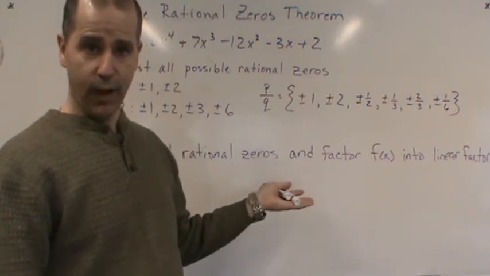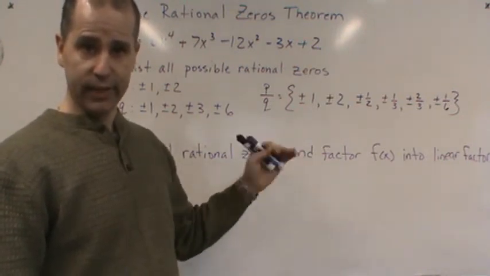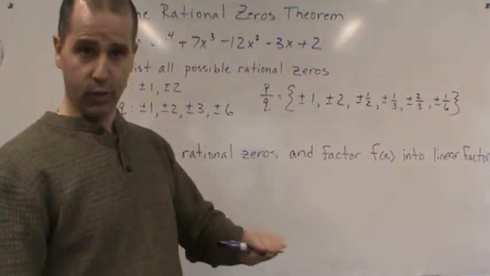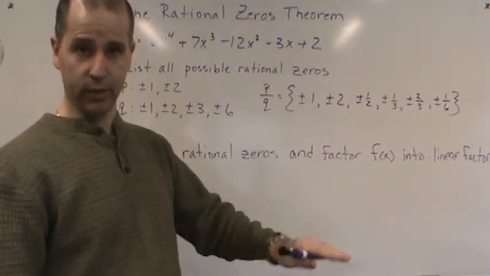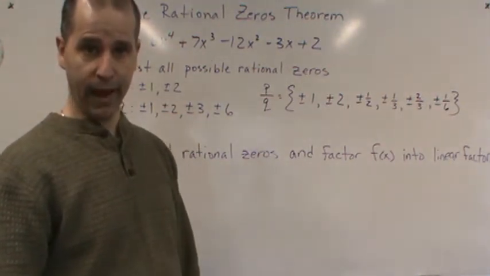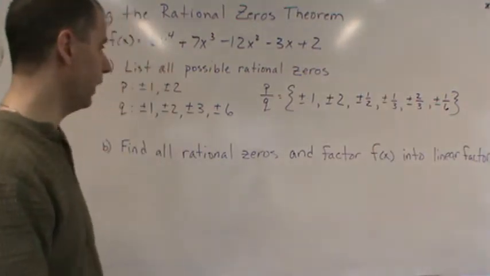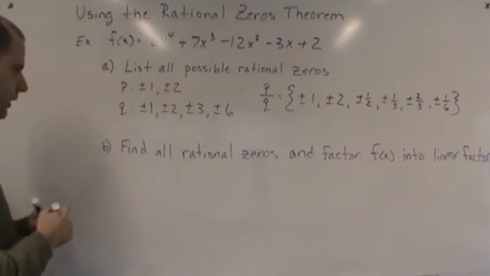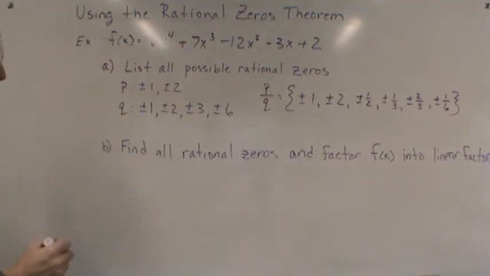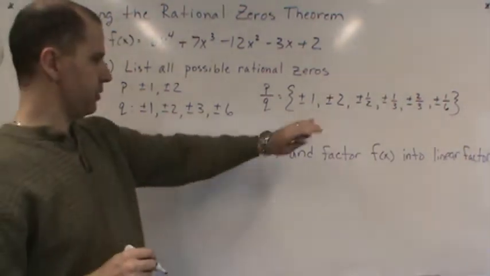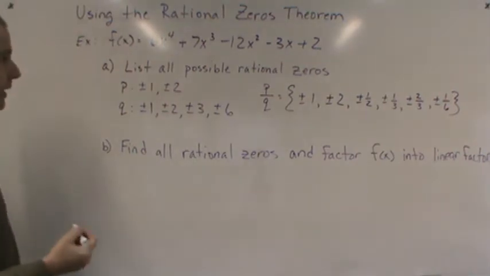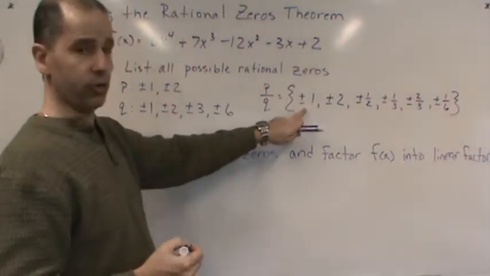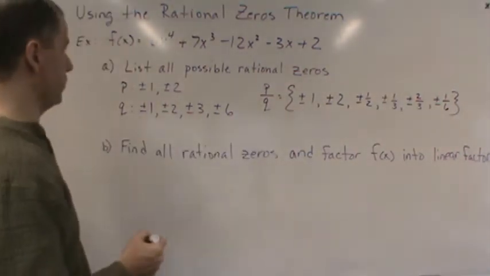Usually what happens is you find 1 or 2, and that usually gets the polynomial down to a quadratic, where we can then use other tools like factoring. Okay, so that's part A. This is the answer for part A. Now we're going to use these rational zeros to factor this polynomial. Let's start with plus or minus 1. Those are easy, right? So let's do plus or minus 1.